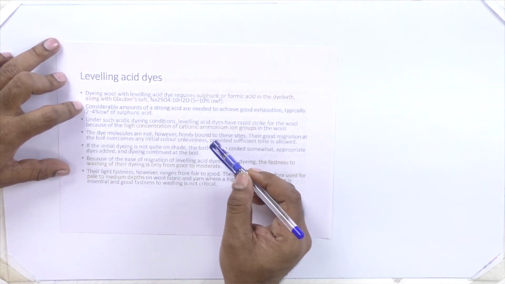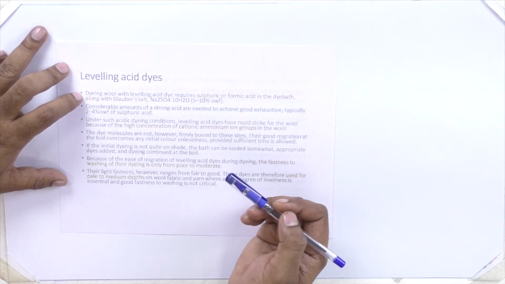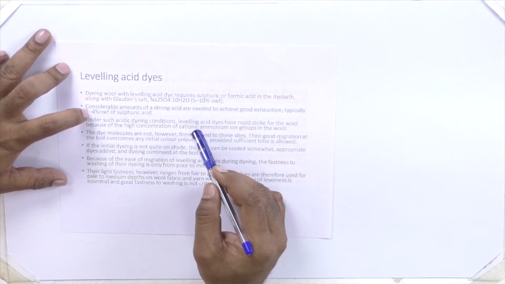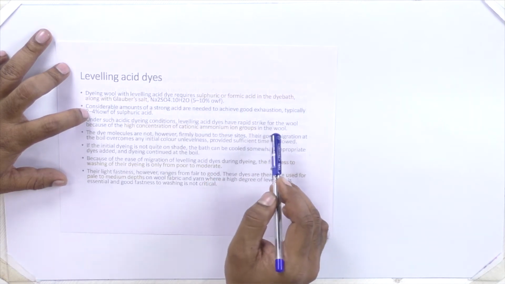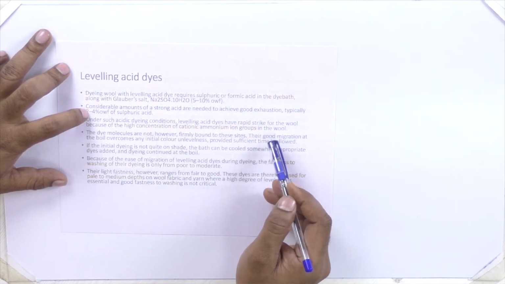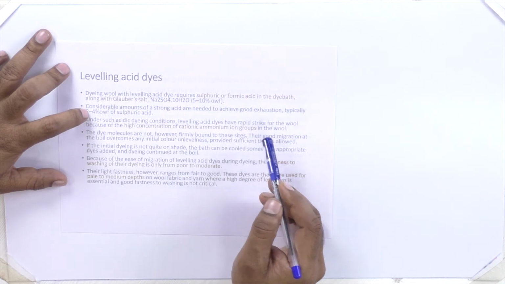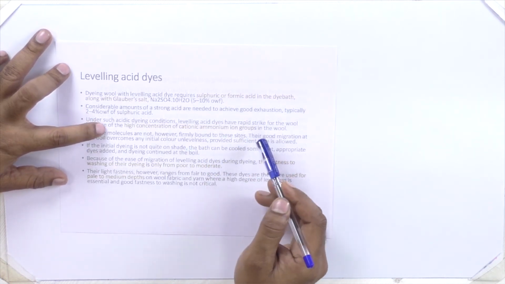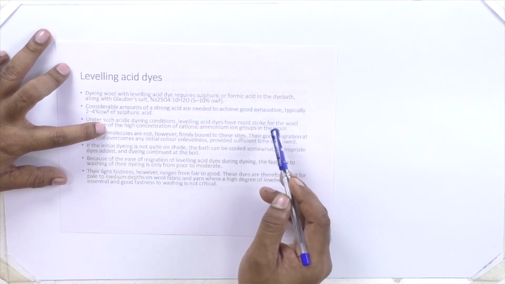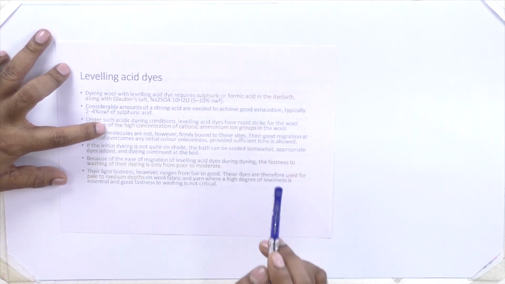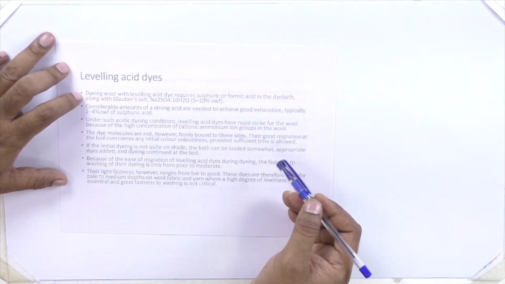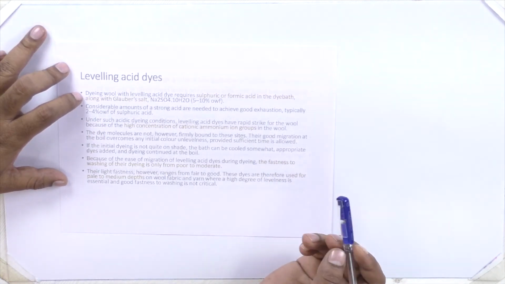Under these acid dyeing conditions, leveling acid dyes overcome the initial color unevenness, but the initial rate of dyeing is very high, that means the strike is very rapid, so uneven dyeing may happen due to the initial strike. Reduce the strike, and good migration at boil.